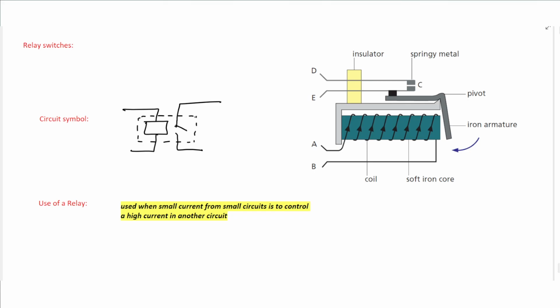If the coil gets magnetized, it attracts the switch, so the switch closes the other circuit. Usually the current in the coil circuit is small and the current in the switch circuit is large. So we use a relay to control a large current using a small current, or we say that we use a small current in a circuit to control a higher or larger current in another circuit.